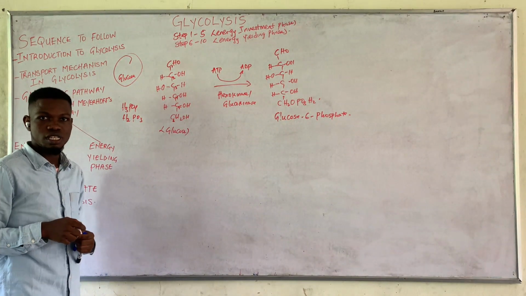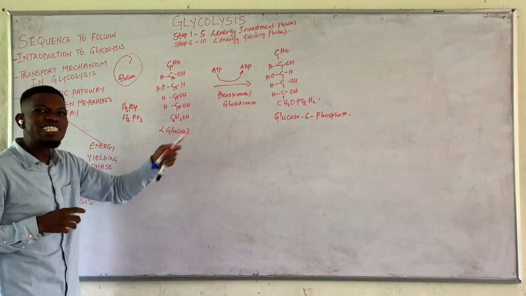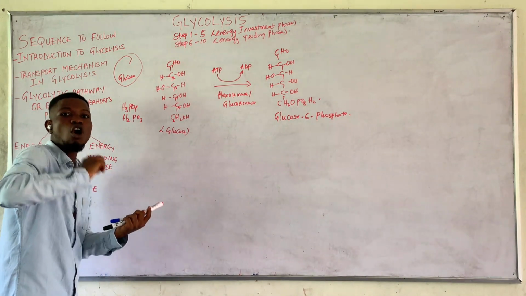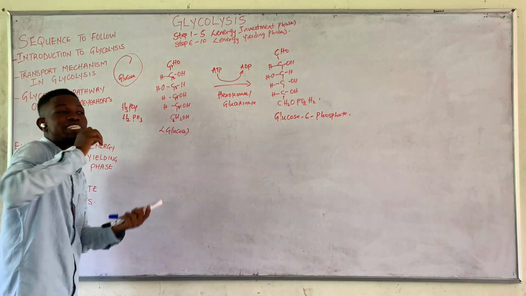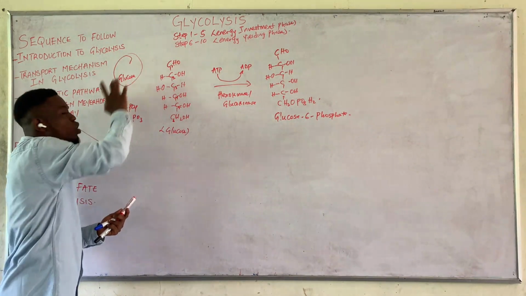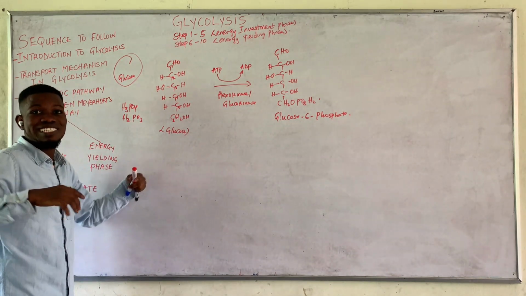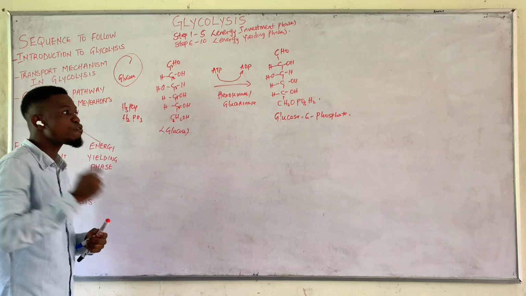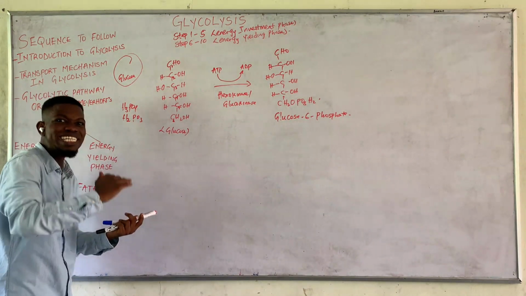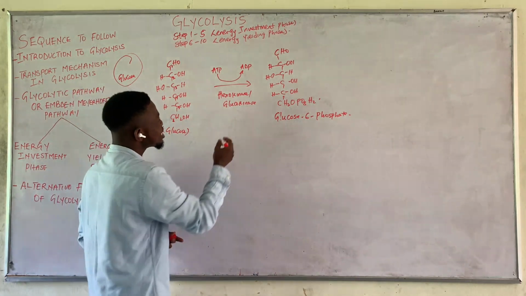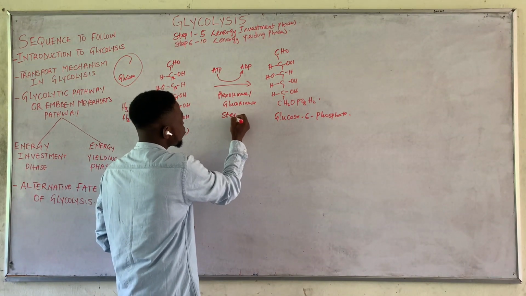And you know, the glucose 6-phosphate is too polar, and it cannot diffuse through the lipid core of the cellular membrane. So it remains in the cytosol. Adding phosphate to the glucose makes it kind of large, and there's no transmembrane carrier protein for glucose 6-phosphate. So it remains in the cytosol for the process of glycolysis. Now let's continue. So this is step 1 of glycolysis.